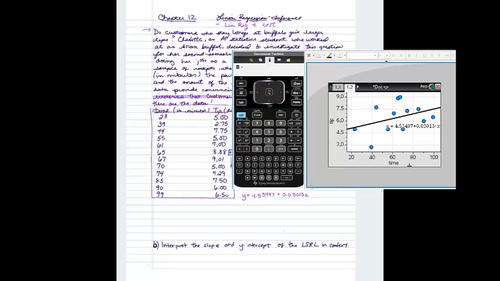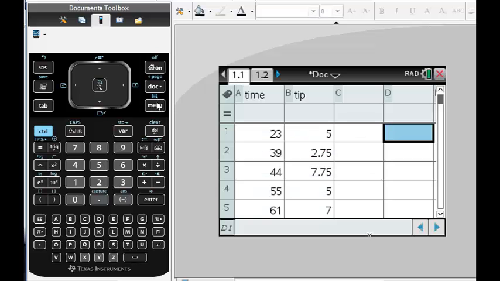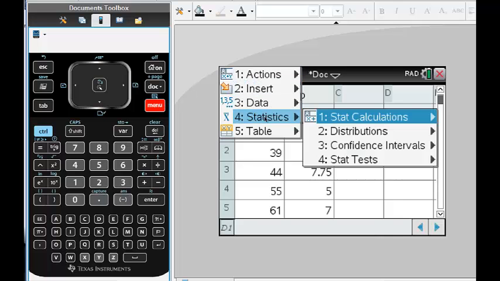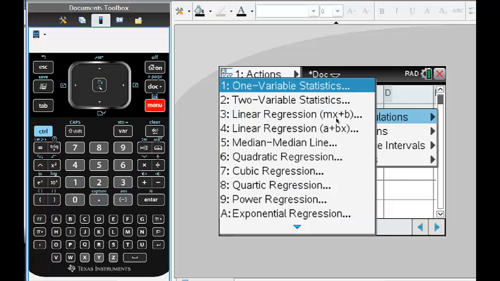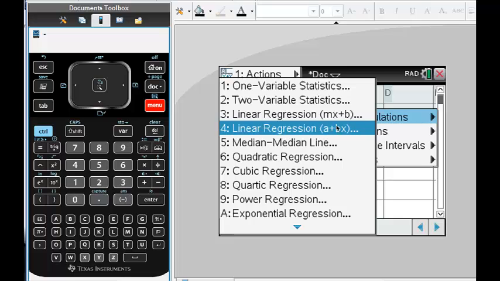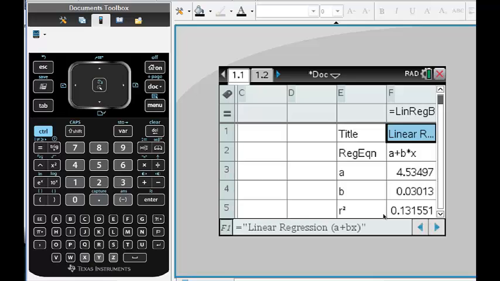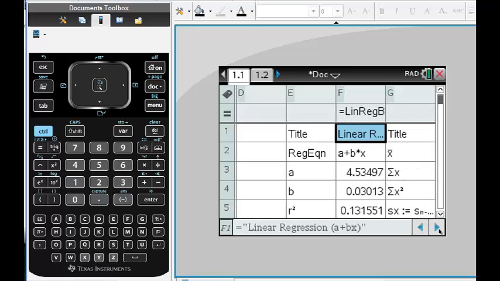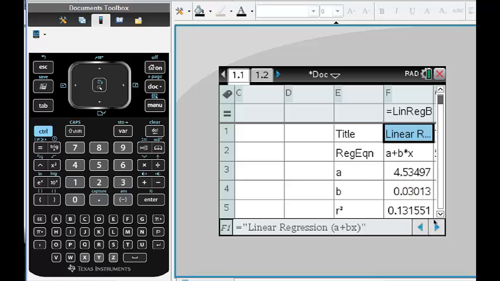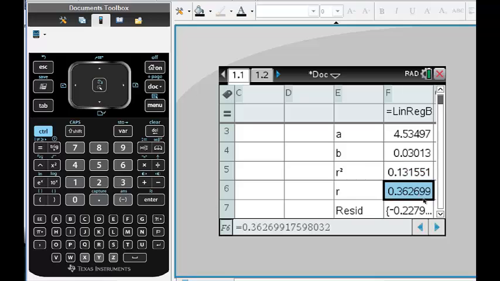I'm going to go back to my spreadsheet where I also did linear regression. I believe I called it BX plus A or something, A plus BX, something like that. And you get a few pieces of information. They give you A, 4.53497, B, 0.03013. They give you R squared and R.